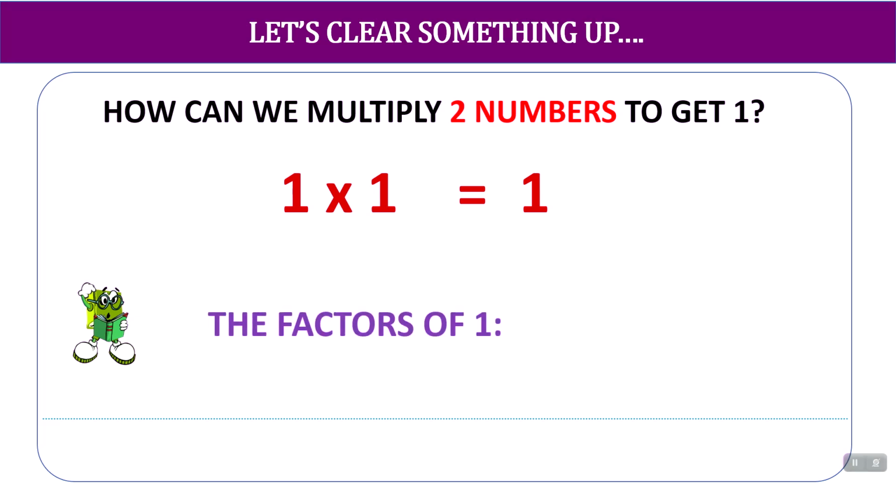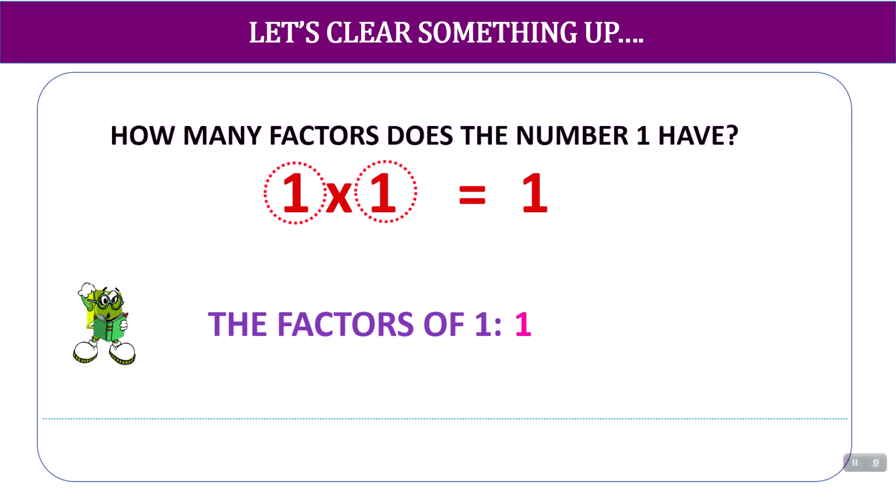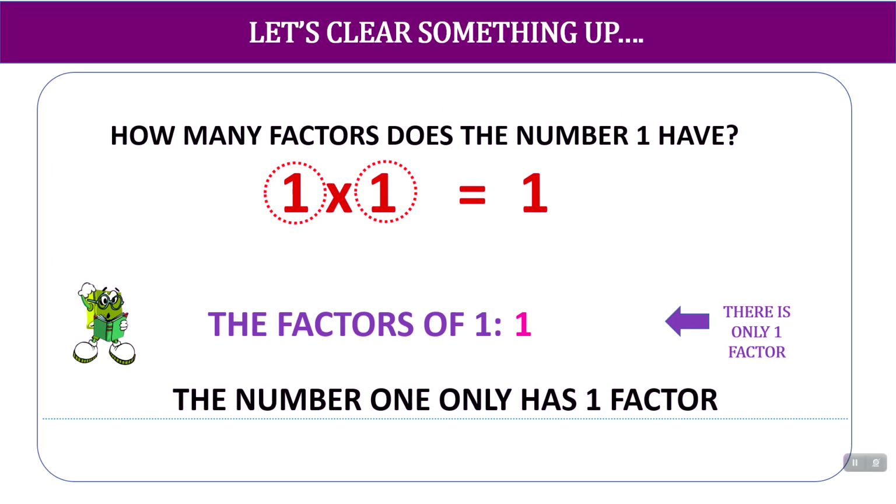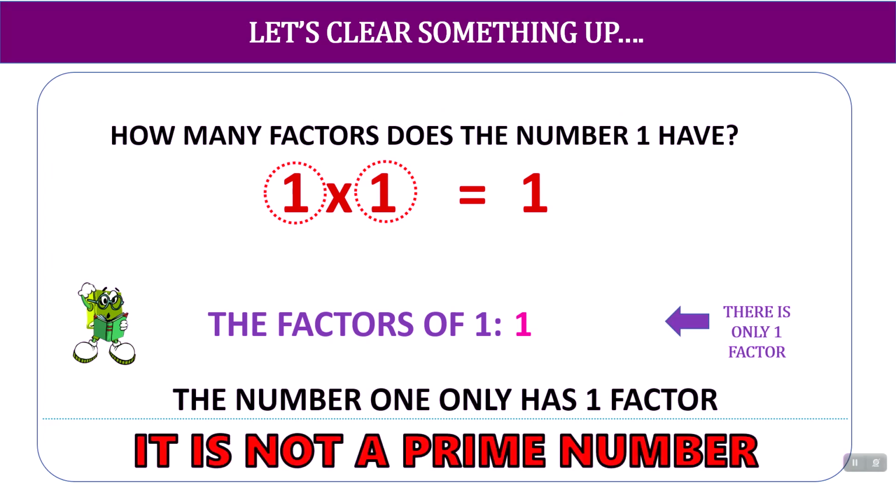And so the factors of 1 are the numbers that we started off with to give us 1. In this case, even though there are 2 1s, the only number that I see there is the number 1. How many factors then does the number 1 have? The answer is 1. There is only one factor of the number 1, which is 1. The number 1 has only one factor, and therefore, as a result of that, it is not a prime number. We said prime numbers have 2 factors, 1 and itself. The number 1 only has one factor, and therefore it is not a prime number.